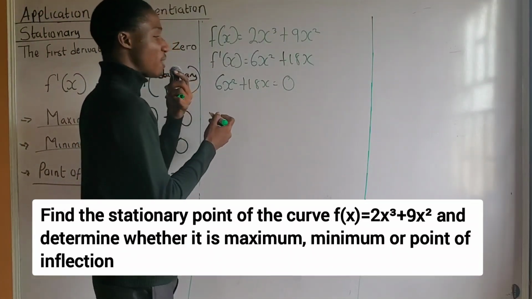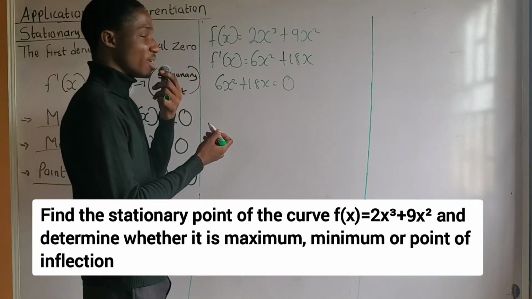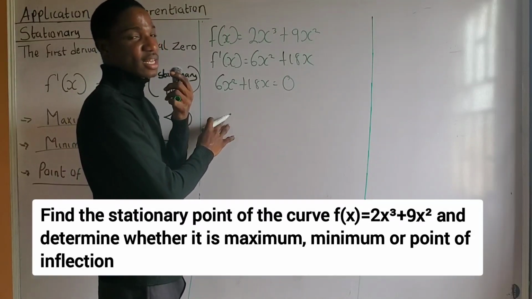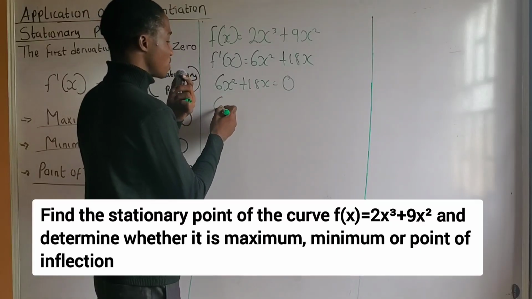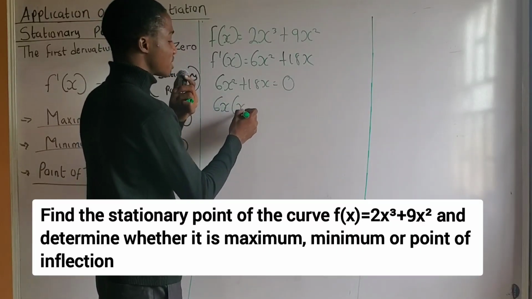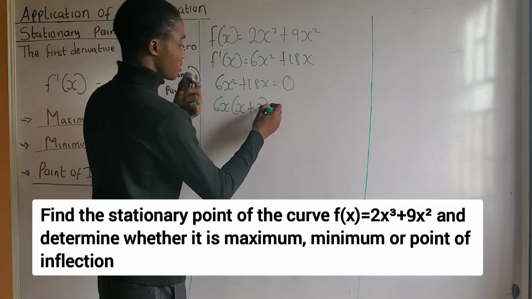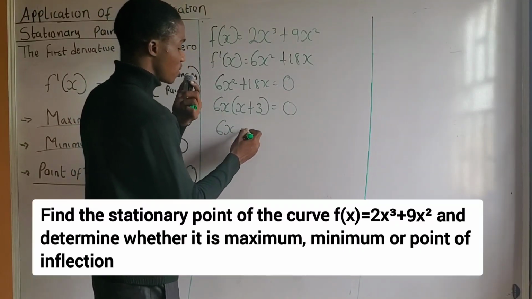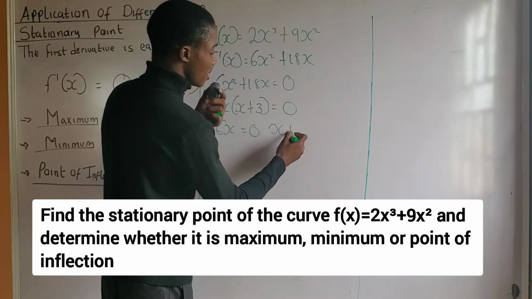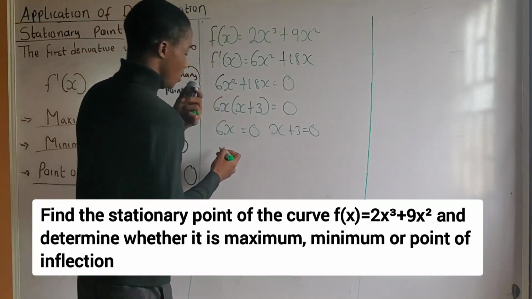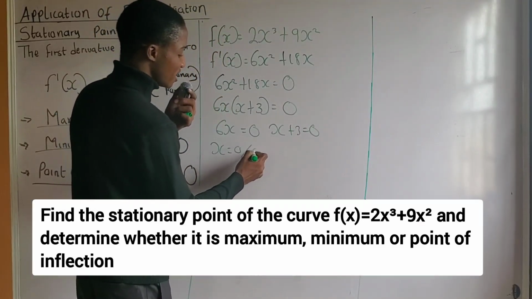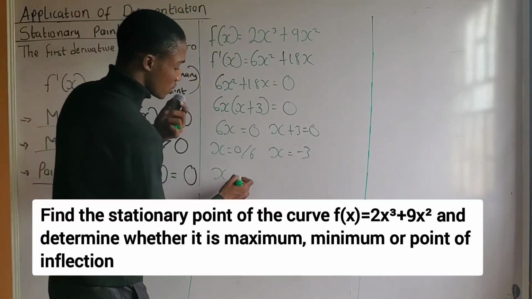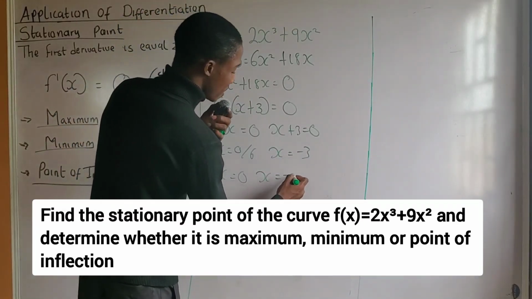To get the value of x, I'm going to factorize. What is common to 6x squared and plus 18x? That is 6x, right? So I'm going to have 6x times (x plus 3) equals 0. So 6x equals 0, and then x plus 3 equals 0. So x equals 0 divided by 6, which is 0, and x equals minus 3.